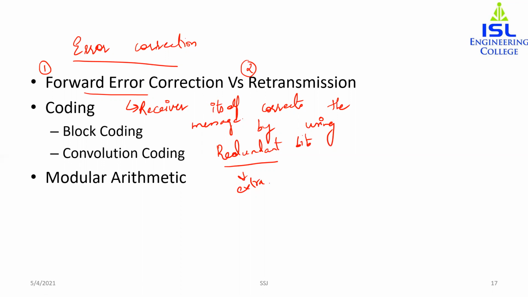Now the second is retransmission. What is retransmission? Correction by retransmission is a technique. Whenever we are talking about retransmission, by the term itself, we can understand that the receiver detects the occurrence of an error and asks the sender to resend the message. So basically, the message is retransmitted. The receiver only detects in this case. In forward error correction the receiver is correcting, but here the receiver detects the error and asks the sender. So the sender sends the message again.